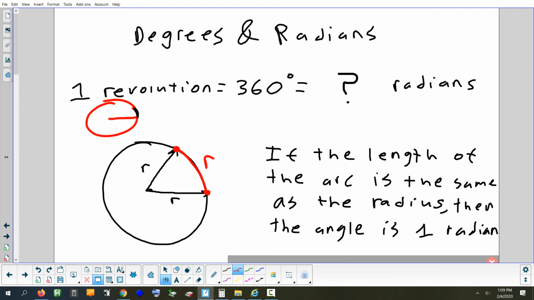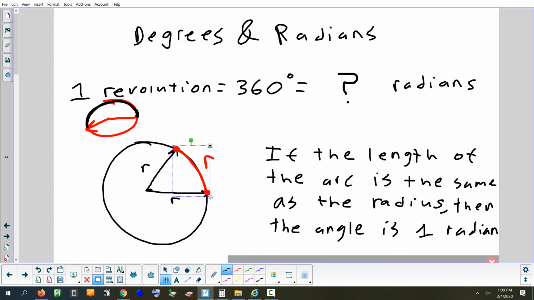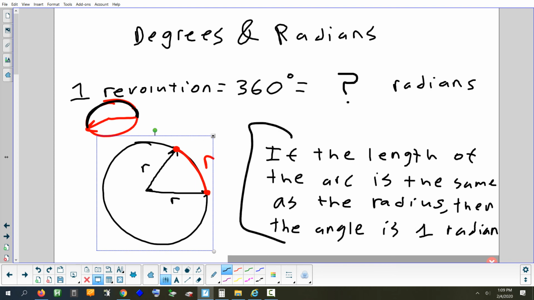And then kind of looking at it the other way. Say I drew an angle like this. Now that arc in black is way bigger than the radius. It's a lot bigger. So this angle is a lot bigger than 1 radian. But if the arc and the radius are exactly the same length, then you have a picture of 1 radian. That fact is going to be important tomorrow. It's also good to explain radians a little bit, but it's going to be very important for a formula we're going to come up with tomorrow.